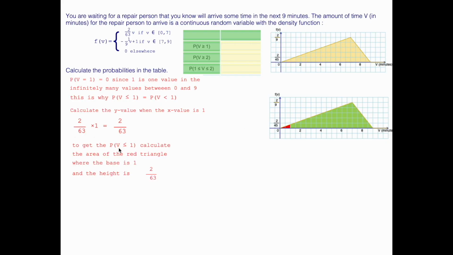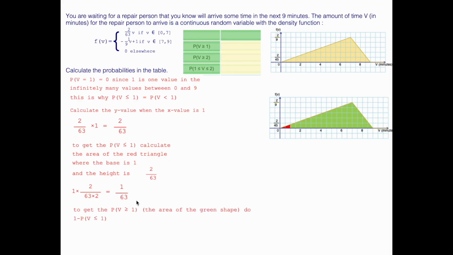To get the probability that v is less than or equal to 1, calculate the area of the red triangle, where the base is 1 and the height is 2 out of 63. That gives us 1 times 2 out of 63 divided by 2, base times height divided by 2. Dividing by 2 is the same as multiplying the denominator by 2. These 2's are going to cancel. You're going to get 1 out of 63. That's the area of the red triangle.